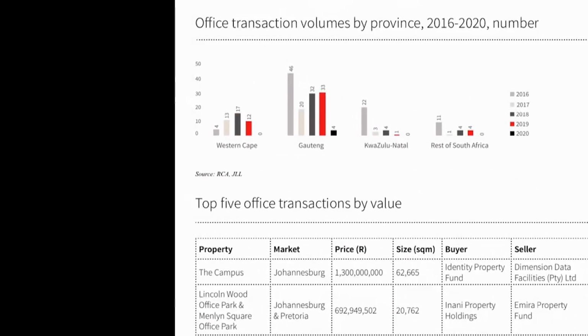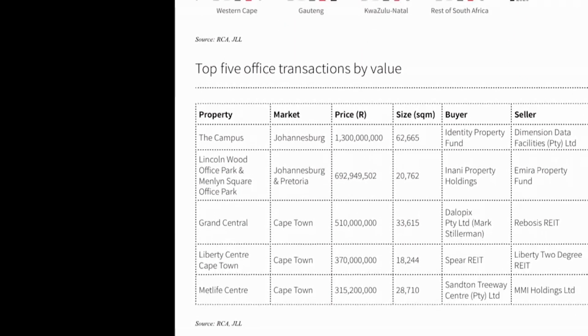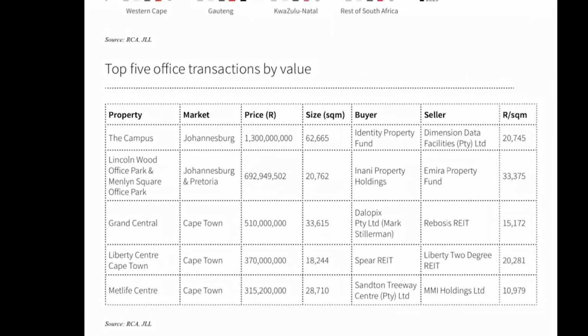If you drill down into the information that's available, you can actually see that they even go down into a level of detail of the types of specific transactions. So here they've got the top 5 office transactions by value, and you can see that it's the actual property name, where it actually happens, the price that the transaction happened, the size of the job, the buyer, the seller, and the rate per square meter for the purchase.